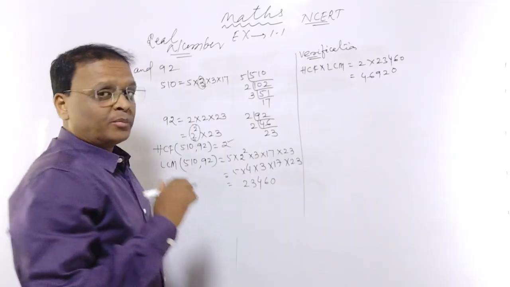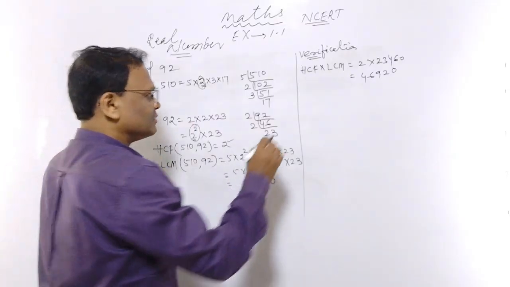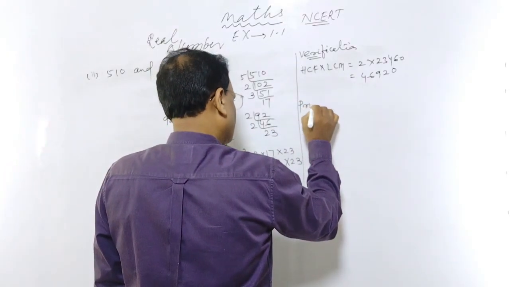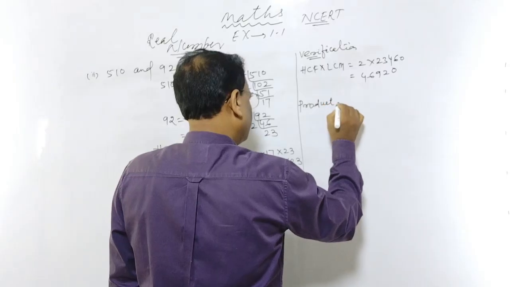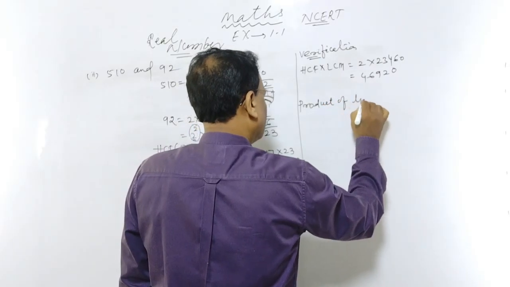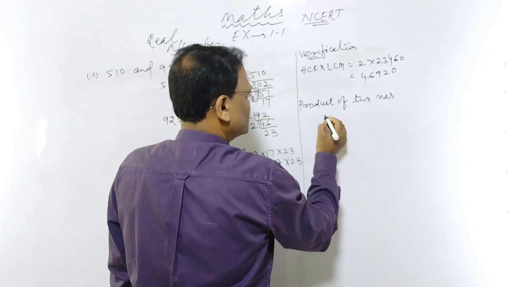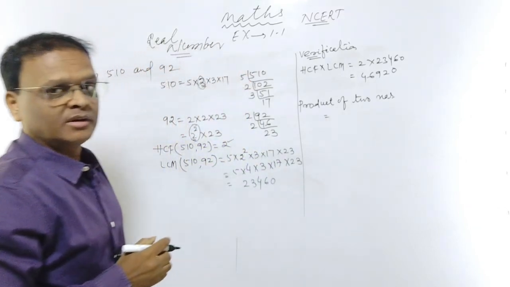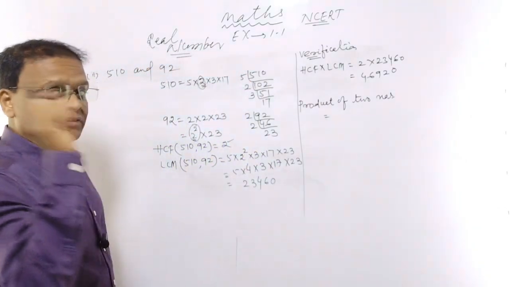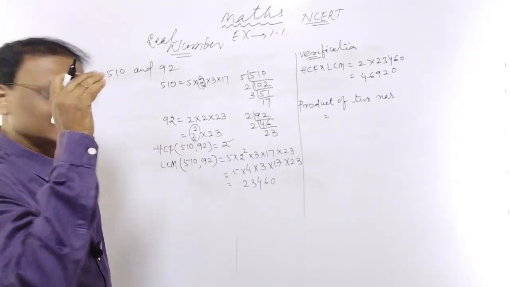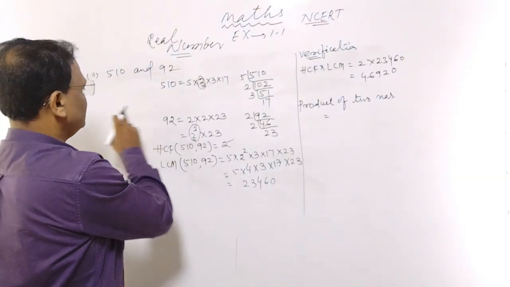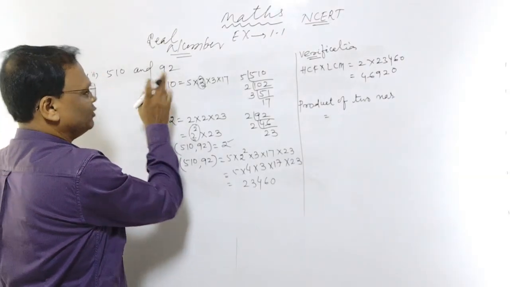Okay. Now the product of the two numbers. Which two numbers? We already told you. Given numbers. Two numbers means the numbers which are given to you. So what are the numbers given? 510 into 92.